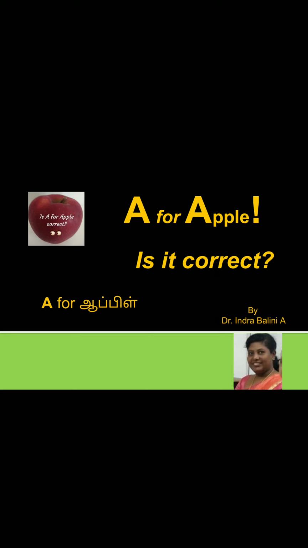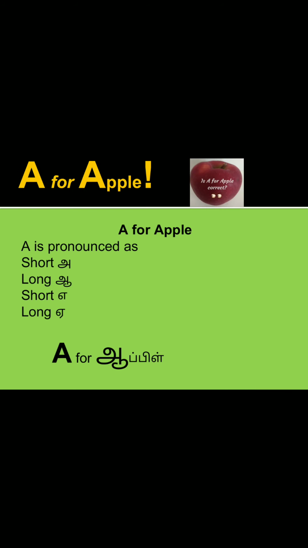Is it correct? If you look here, I have given A for apple with an exclamation mark, and I'm a little doubtful whether we can use A for apple. Is it correct? I wanted to discuss with you. There are different sounds for A as we compare it with the Tamil language. In Tamil, each sound has a letter, but in English it is not so. Different letters put together would give you different sounds.